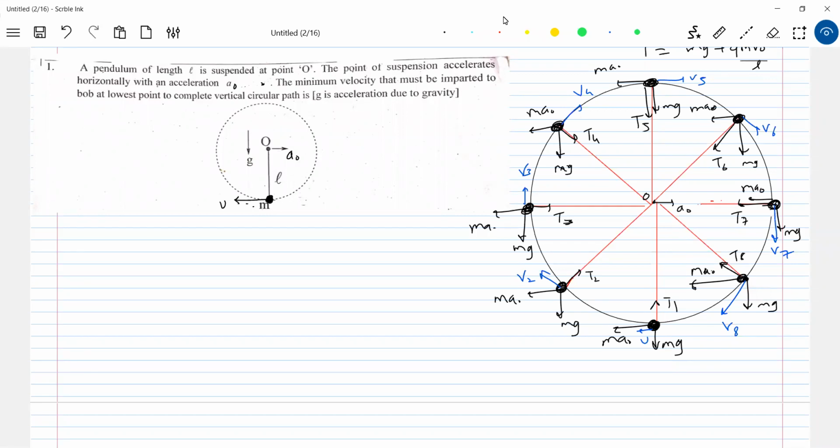So what do you mean by the critical velocity? Critical, no? The speed of the bob will be least. So where can it be least now? At 6 only. We'll agree that the speed of the bob will be least at 6 only.